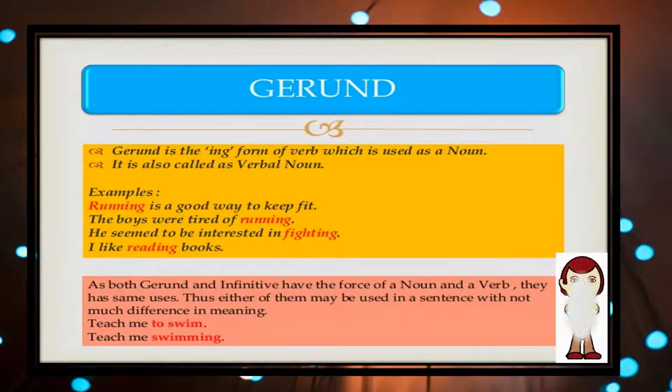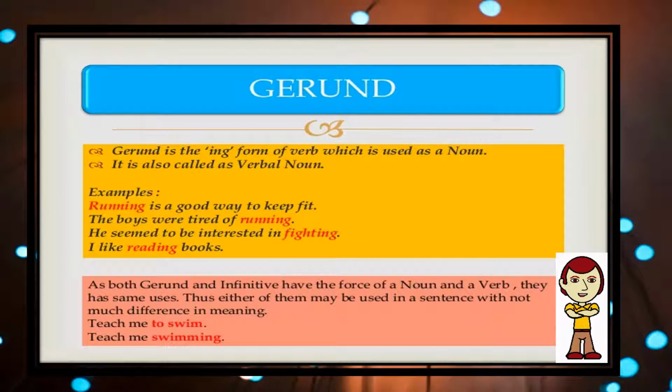Let's learn about gerund. So, gerund is the ing form of verb which is used as a noun. It is also called a verbal noun. Example: running is a good way to keep fit. So here running is gerund. The boy was tired of running. He seems to be interested in fighting. He liked reading books. So all this which is written in red color is your gerund.